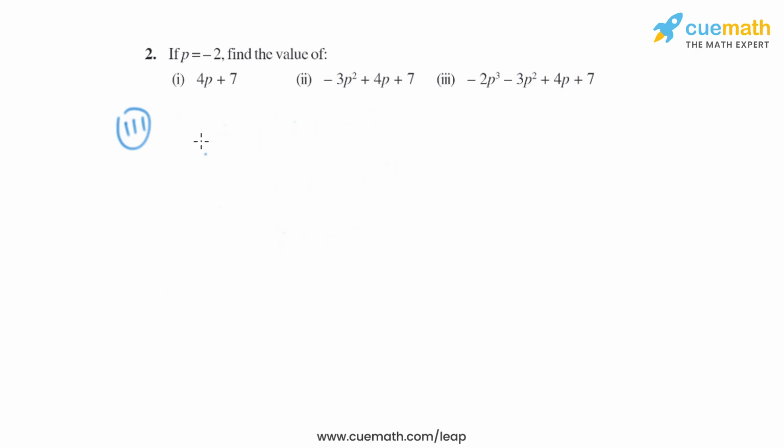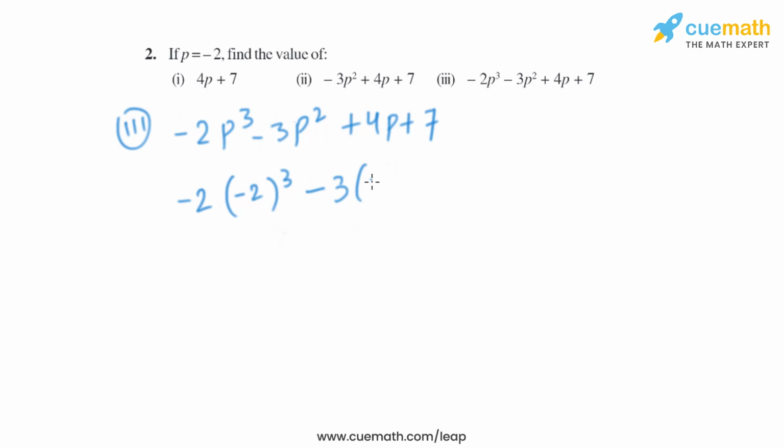So minus 12 and minus 8 is basically minus 20 and plus 7, which is same as minus 13. Now in the third part, the expression that is given is minus 2p cube minus 3p square plus 4p plus 7. Now let's put the value of p. So it will become minus 2 into (minus 2) cube minus 3 into (minus 2) square plus 4 into minus 2 and plus 7. Now the cube of minus 2 will give us minus 2 into minus 2 into minus 2. So it will become minus 8.